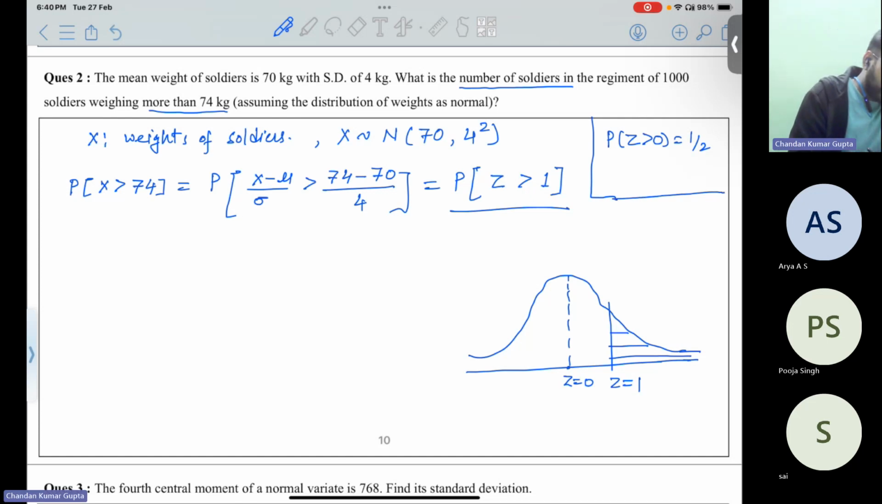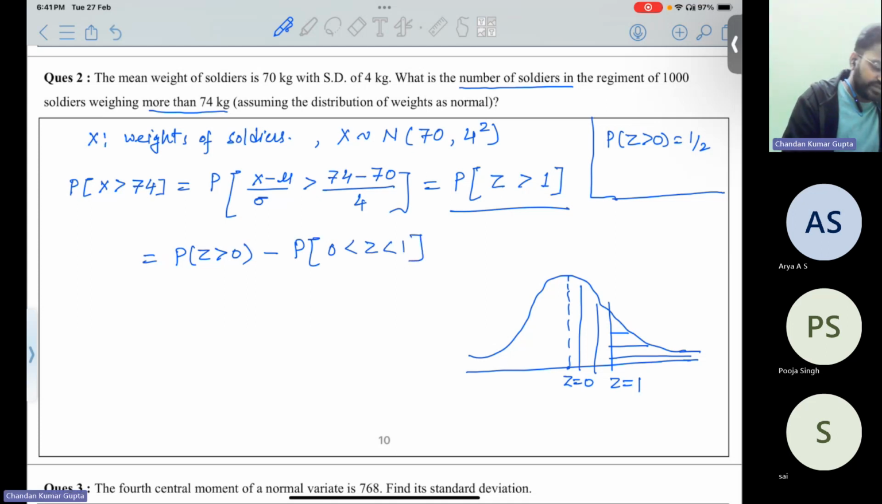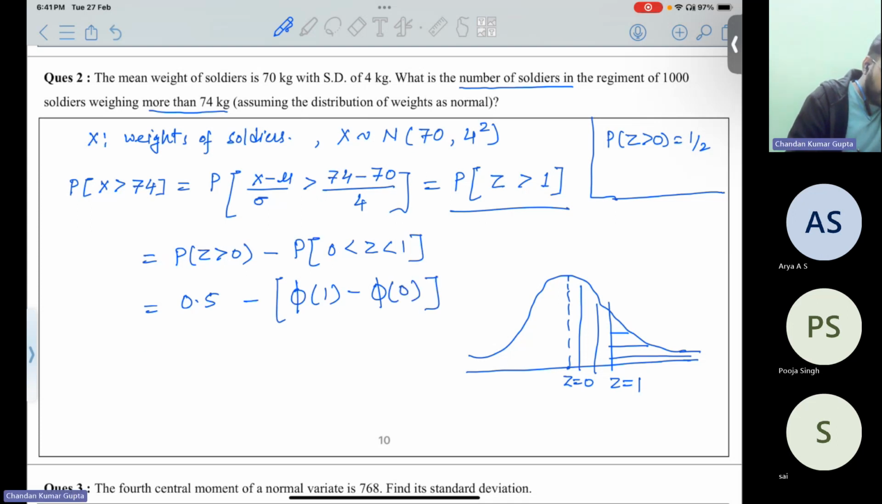So we may write like this actually: the probability that z is greater than 0, then we will subtract this area, which is the probability that z lies between 0 and 1. So from here, it is 0.5 minus capital phi of 1 minus phi of 0, where phi of 0 is actually 0. So 0.5 minus phi(1), which is capital, not small.